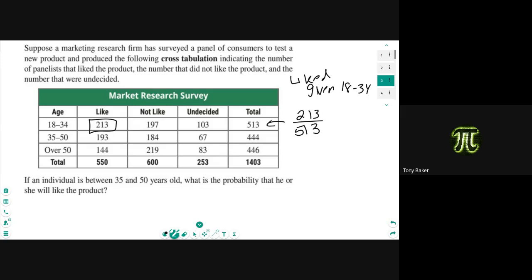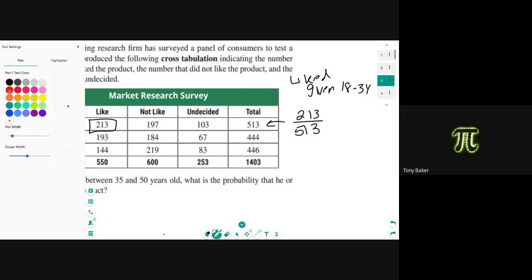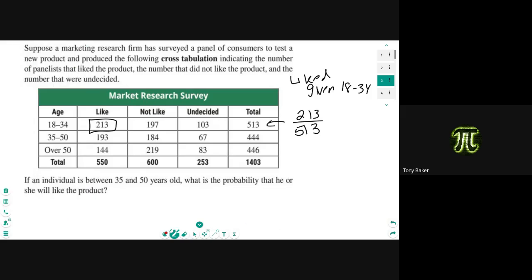Does that make sense? All right, so if an individual is between 35 and 50, what is the probability that he or she will like the product? Almost. 193 is correct. We were given the fact that they're between 35 and 50, so we're going to be looking at that number there. Oh, I misheard you. That's okay. If we know that the person's between 35 and 50, we're taking the 444, so that's the bottom. And in this case, they liked was the 193.